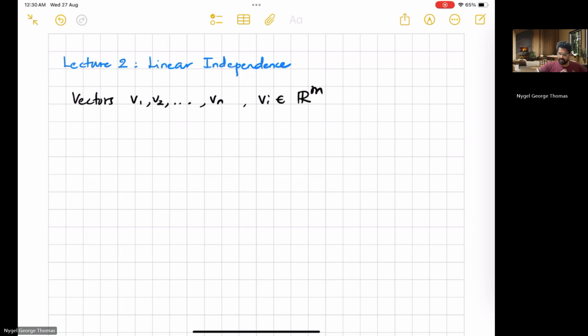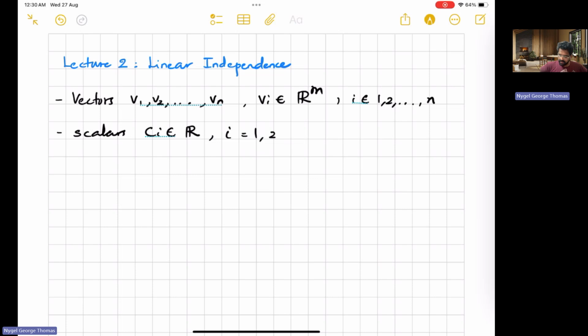And i varies from 1 to 2, etc., n. So there are n vectors, and each vector is an m-dimensional vector. Let's say we have scalars ci belonging to R, i equal to 1, 2, etc., n.